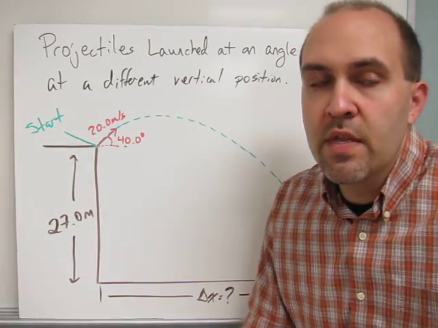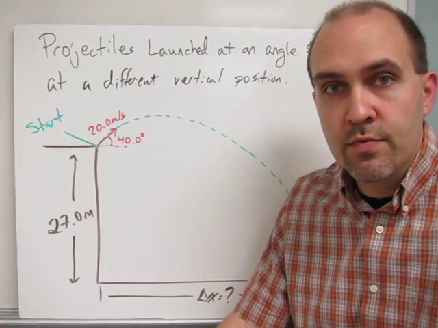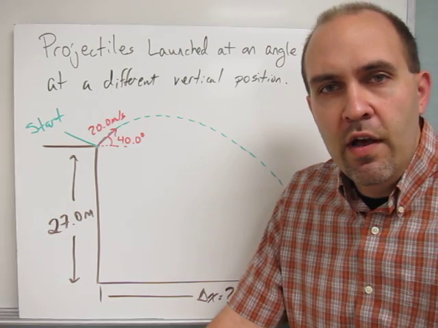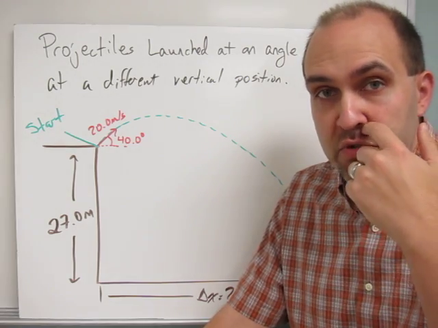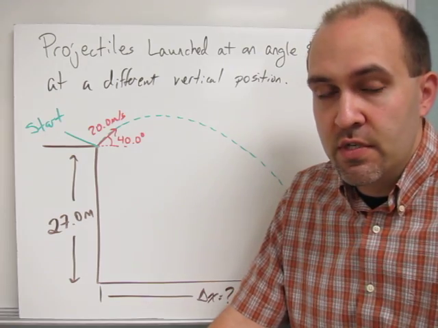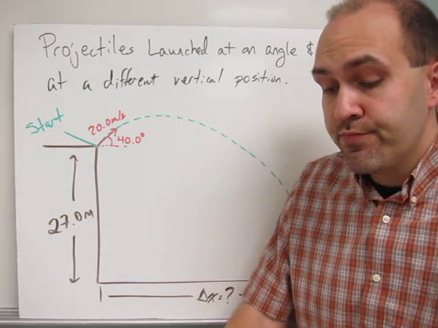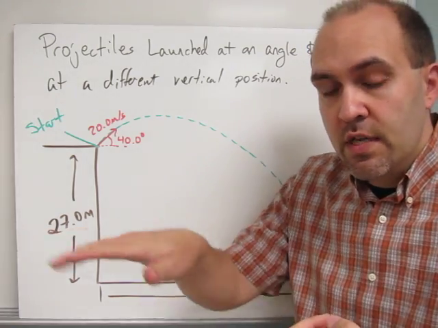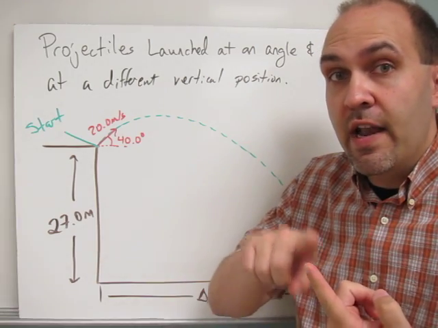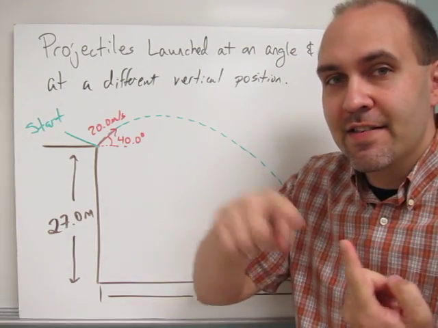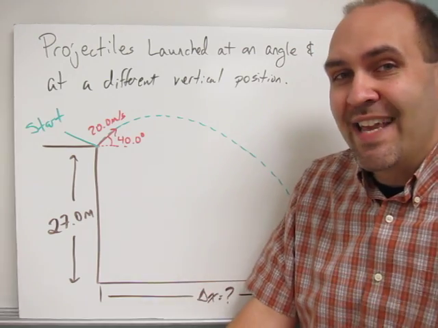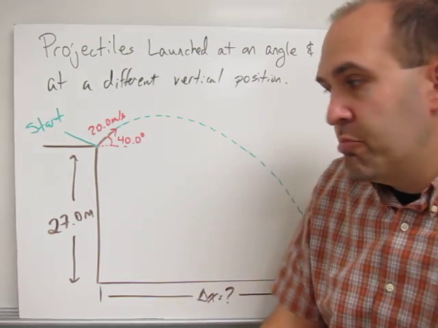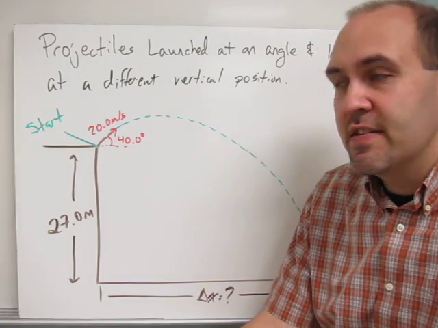Hi, this video is about projectiles that are launched at angles once again, but with one additional twist. In this case, they're landing at a vertical position that's different from their starting position. Previously we've done projectiles launched horizontally and then projectiles launched at an angle, but they started and ended at the same height, at the same vertical position. And now we're doing it launched at an angle, but landing at a different vertical position. So this is a bit more advanced, but the process is the same.